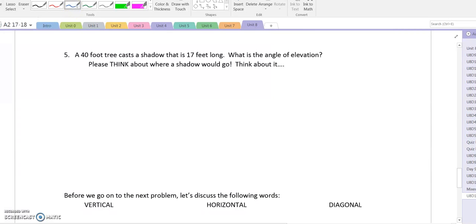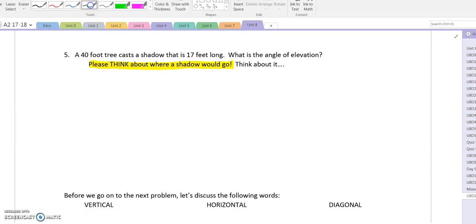Hi everyone, let's do a few more word problems just in case you need some extra practice. Alright, number 5 on those notes, it says a 40-foot tree casts a shadow that is 17 feet long. What's the angle of elevation? Notice this part here, it says please think about where a shadow would go. We've gotten a lot of strange answers in the past, so we really just want you to think about it before you automatically label it somewhere.